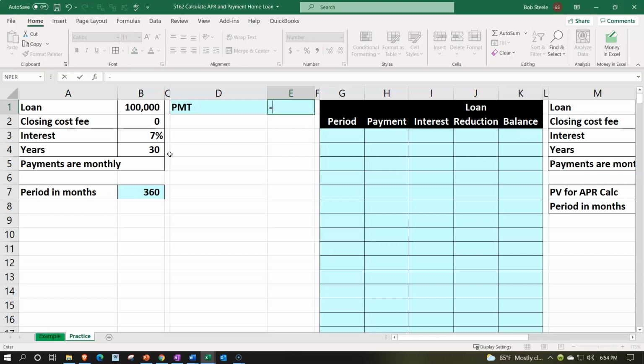That's not exactly right, you're supposed to put the negative within the formula somewhere, but I prefer to do it this way. So I'm going to put negative PMT, shift, there's the payment function. I'm going to say shift 9.